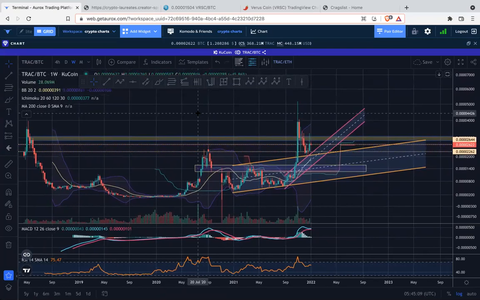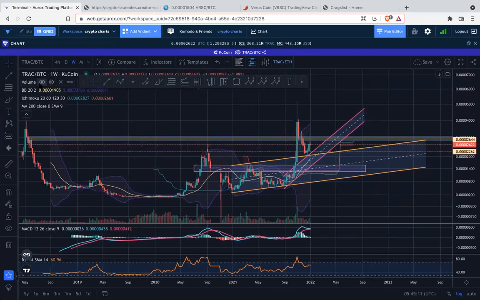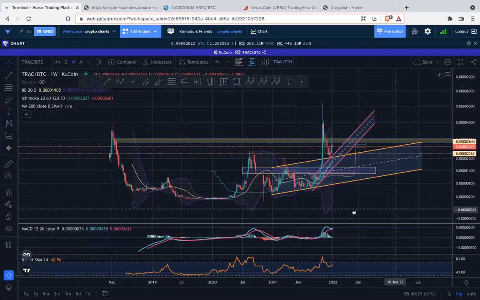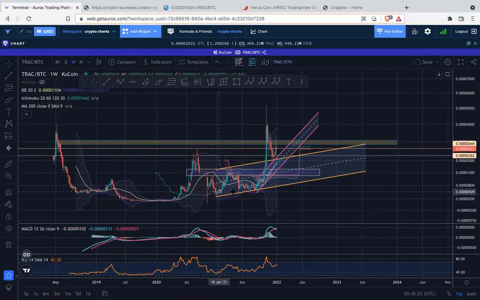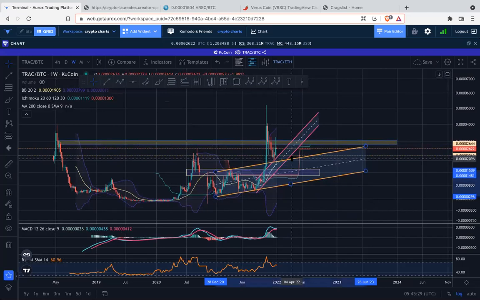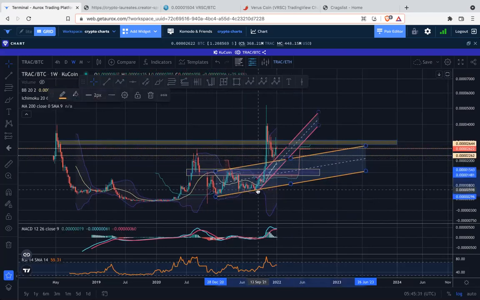Now, TRAC has a bunch of noise as well. We watched this one quite intently when it was pumping. I'm going to drop off this volume. I'm going to focus on a couple things. We have this channel that was formed here, the orange channel. It was formed around here, and we got it basically used as support most recently.